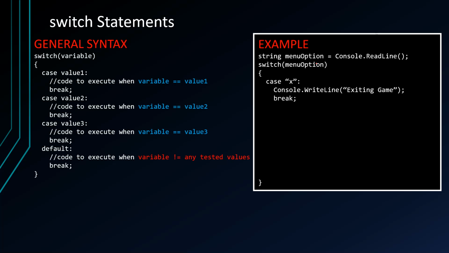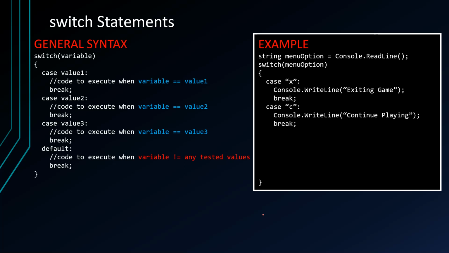Anyways, so whenever we see X, you'll notice that I'm saying, is this exactly equal to that exact value? That's why these are values. They're not variables, they are the literal values. Is menu option equal to quote X? If it is, it's going to come in here and it's going to output this line of code and then break and get out of the whole thing.